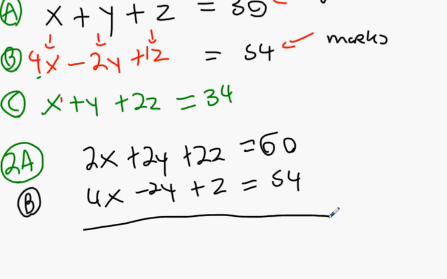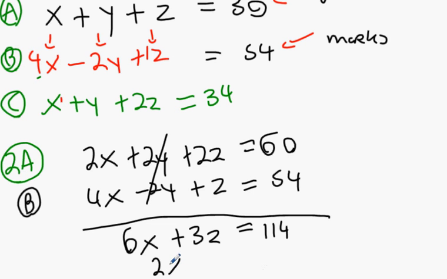Now I look at them and I go, okay, 2 of them cancel, and I get 6x plus 3z equals 114. I'm pretty sure both of them will be divisible by 3. What's 114 divided by 3? Anybody got a calculator there? 38. So I'm going to divide both sides by 3, and that's what I get.